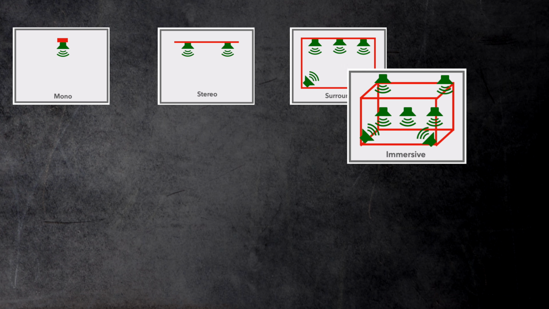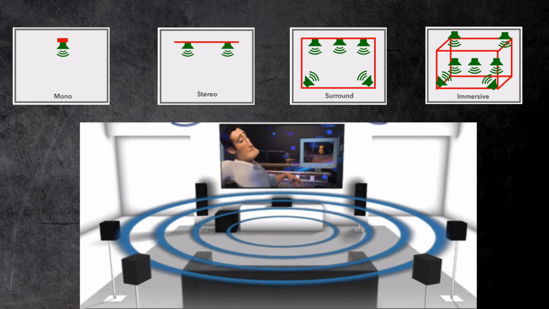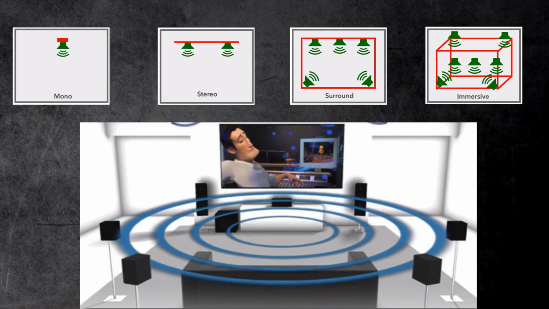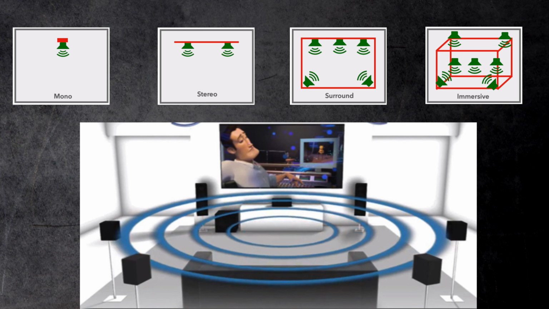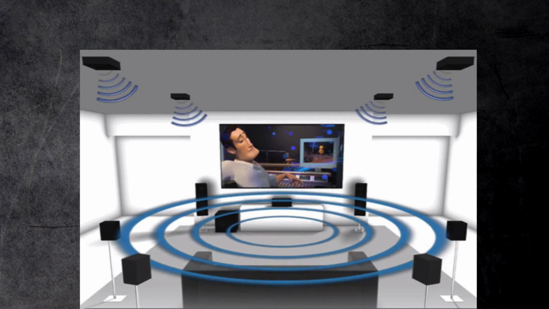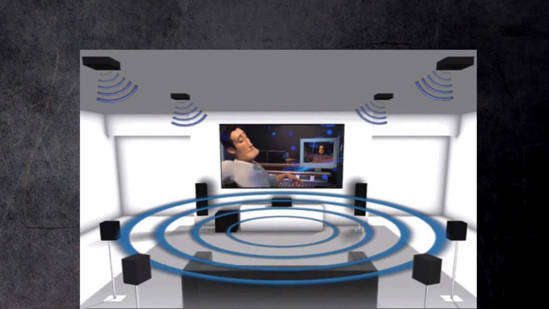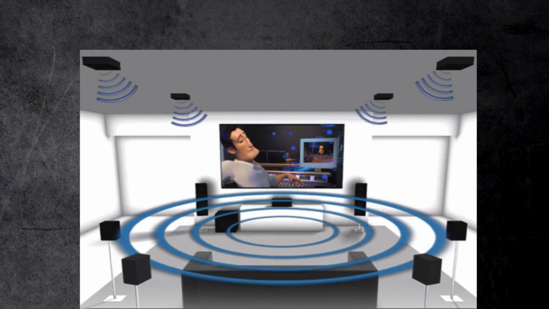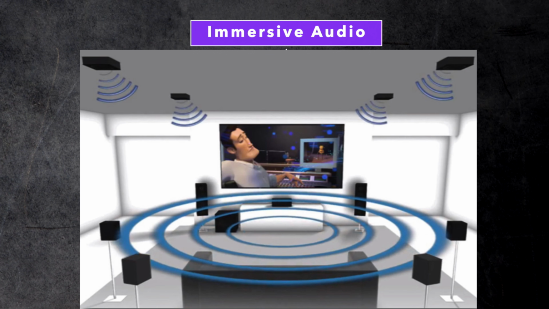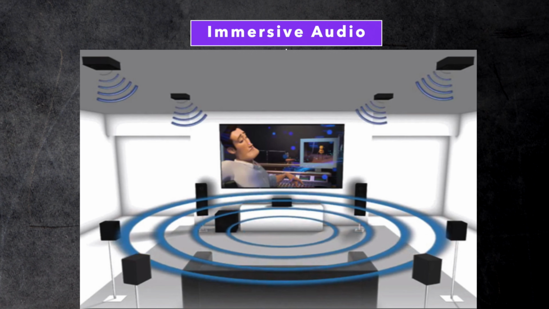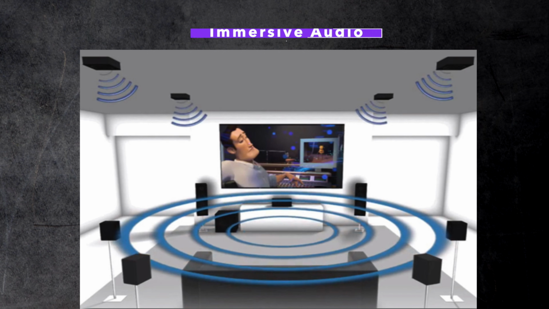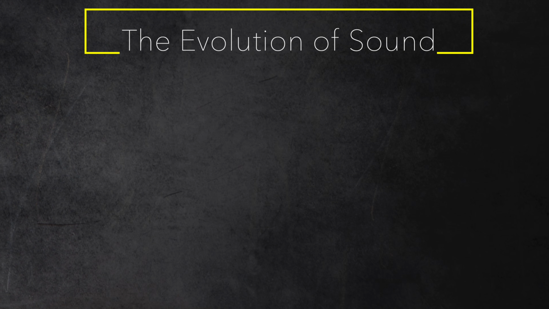Now, in addition to all the speakers around you, hence the name surround sound like 5.1, there are additional speakers above you. That means now you are immersed in sound, coming from all directions, and that is where the term immersive audio is coming from. There is one little detail in that evolution of sound reproduction that you have to be aware of.